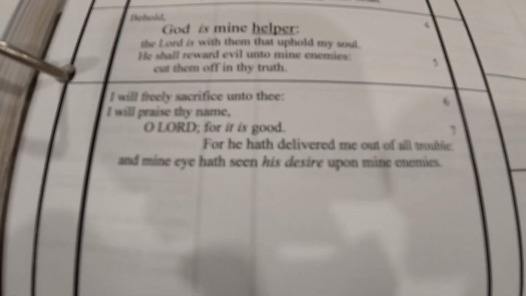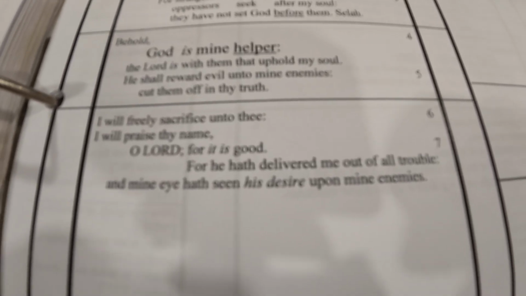And it's in the present tense. Now notice what happens when we go to verse 6. I will freely sacrifice unto thee. I will praise thy name, O Lord, for it is good. For he hath delivered me out of all trouble, and mine eye hath seen his desire upon mine enemies. What is the shift that you notice, whereby I would say, I'm in a new section, it needs to be a new minor portion? What's the grammatical change that took place?